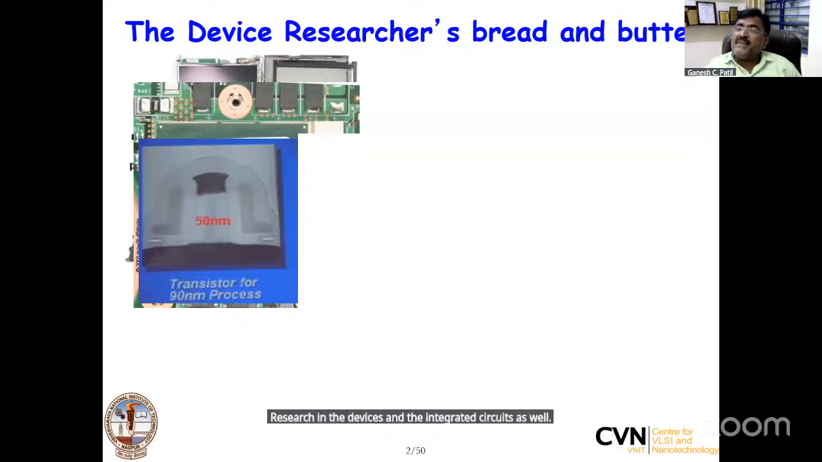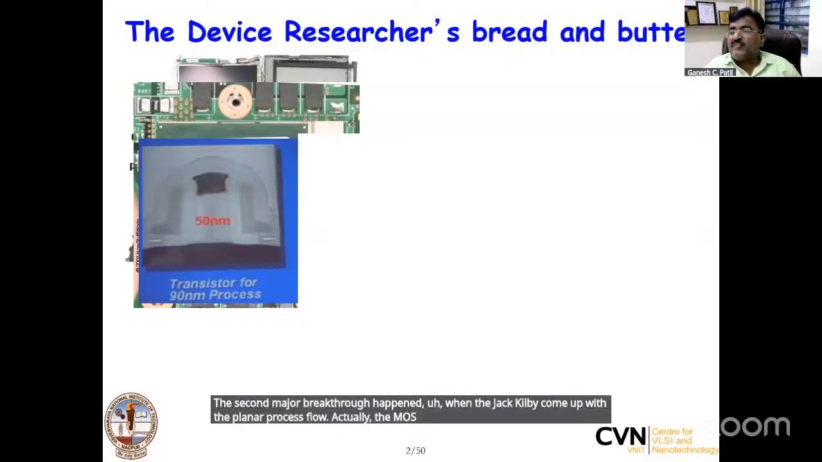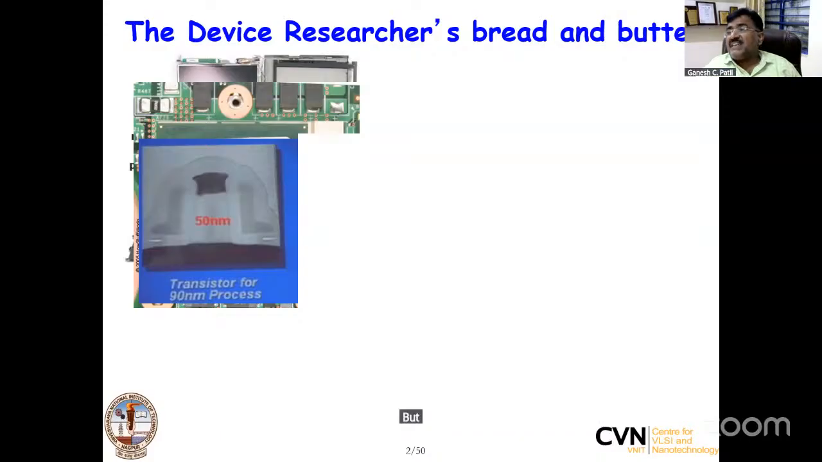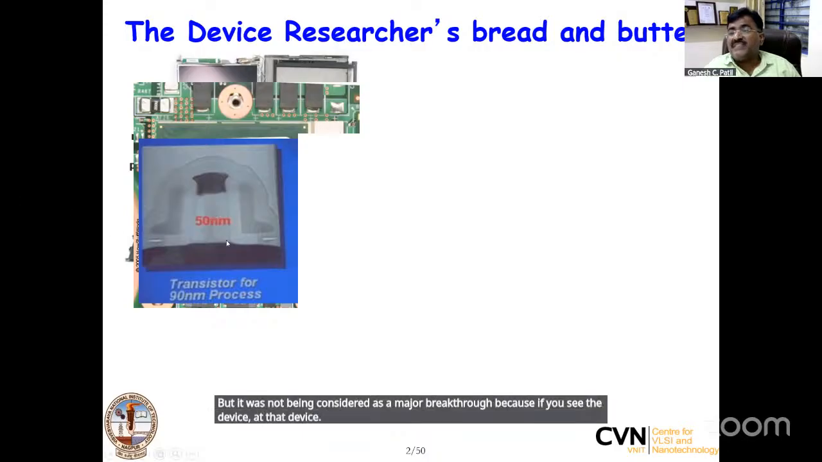The second major breakthrough happened when Jack Kilby came up with the planar process flow. Actually, the MOSFET which I am showing now was developed around 1935 by Lilienfeld, but it was not considered a major breakthrough because in the device there were a lot of surface states. In the SiO2, the silicon dioxide, there were a lot of surface states. Mobility was the issue.